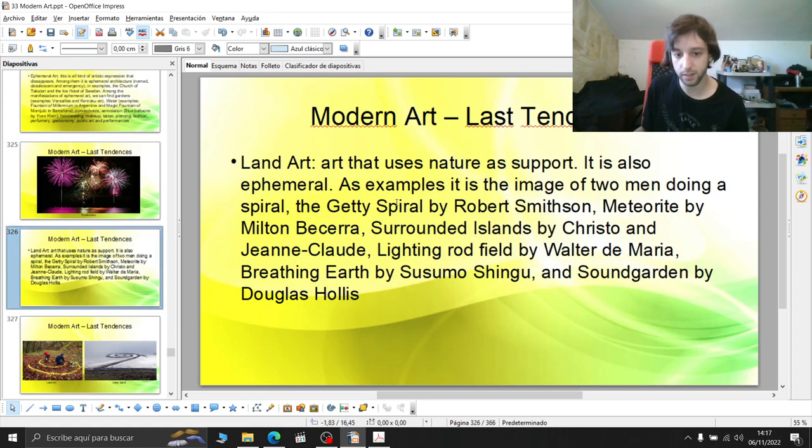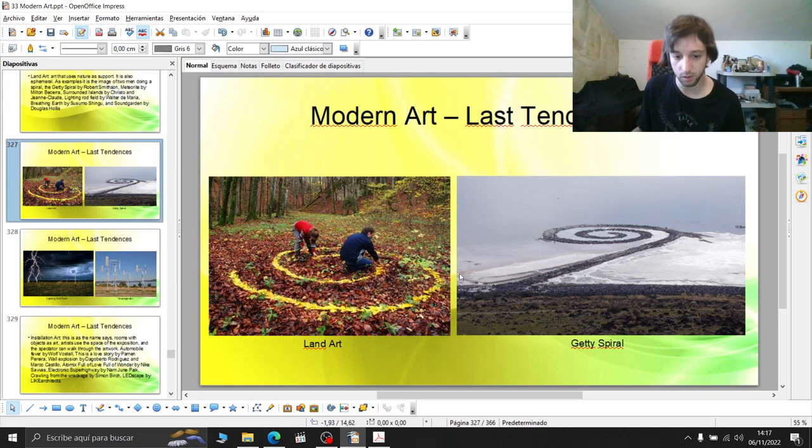Land art, art that uses nature as support. It is also ephemeral. As examples, it is the image of a human doing a spiral, the Getty spiral by Robbie Spencer, measured by Milton Becerra, well, just different artworks. Here you see.